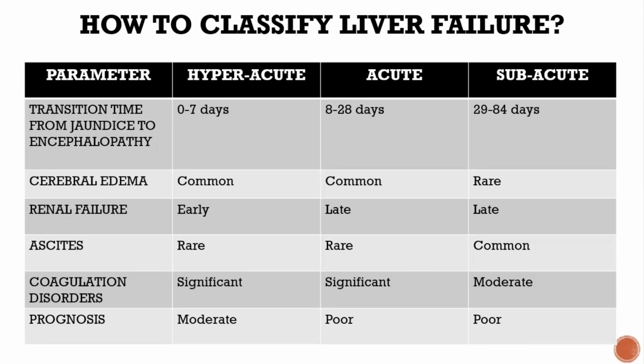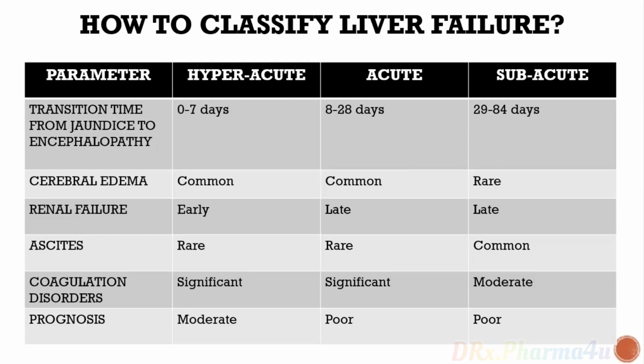When we talk about ascites, ascites is actually a fluid-filled bag that occurs in your peritoneal area or the abdominal area. Ascites usually happens very rarely in hyperacute and acute because it is a very slow phenomenon. It doesn't happen so rapidly. So ascites happens very slowly. That's why it is very commonly found with liver cirrhosis, because it's a slow process. So ascites is common in subacute.